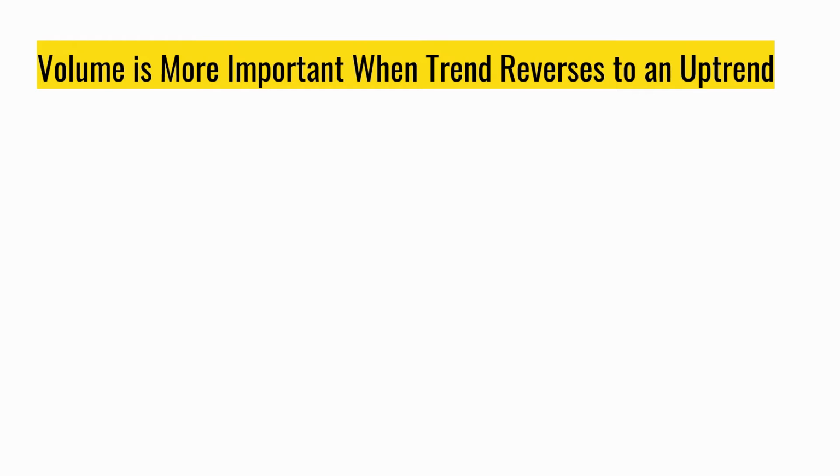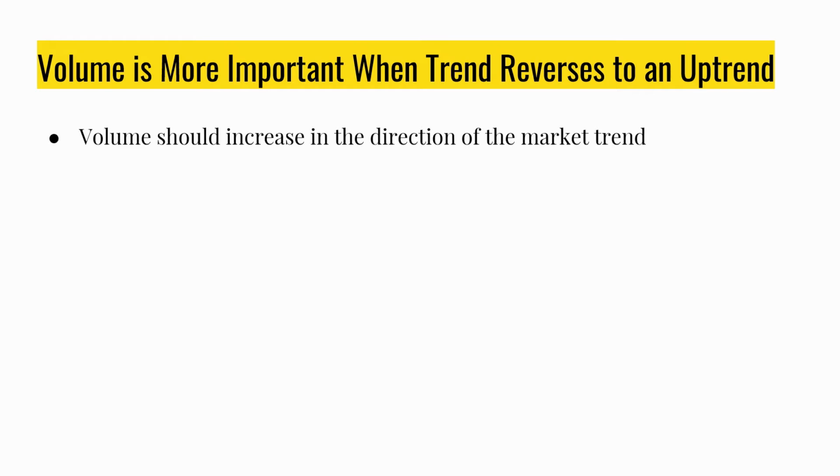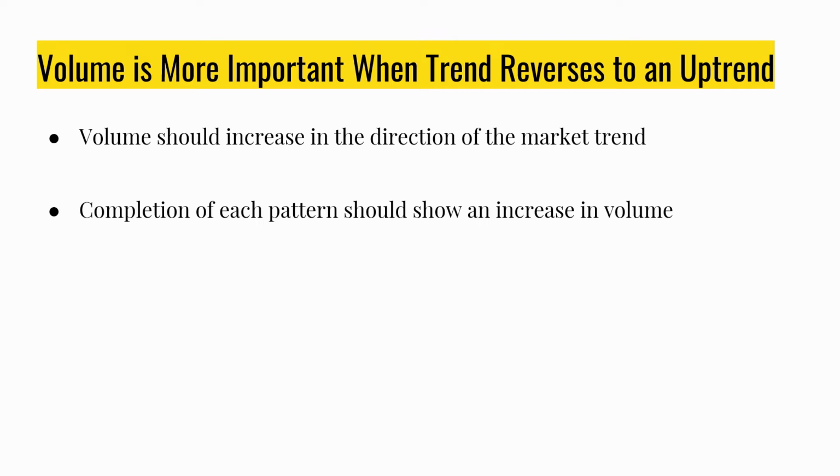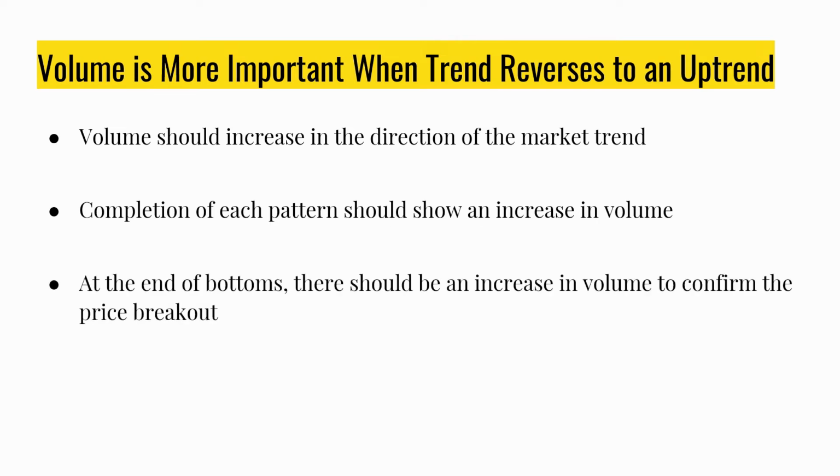First, volume should increase in the direction of the trend. This idea has been discussed extensively in the video that covered the Dow theory. I'll link that video in the comment section and at the end of this video, so watch it if you want to know more about this concept. Second, when completing each pattern, there should be an increase in volume. I'll show you an example of this when we discuss the head and shoulders pattern. Finally, especially at the ends of bottoms, there should be an increase in volume to confirm the price breakout. This can also be seen in the head and shoulders pattern.